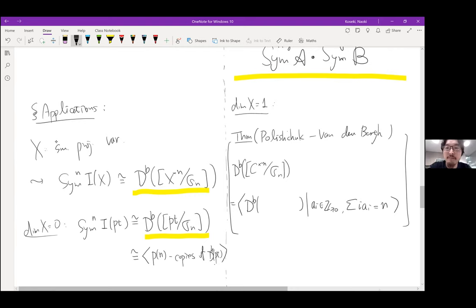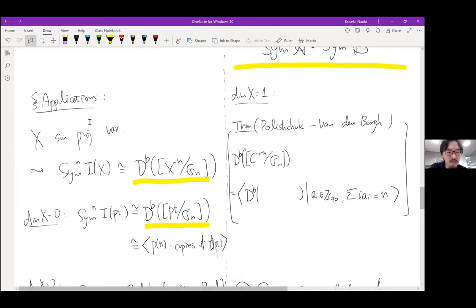Okay, and maybe it's worth mentioning that this is actually just a direct sum. So it's completely orthogonal. So dimension one. You take a smooth projective curve.